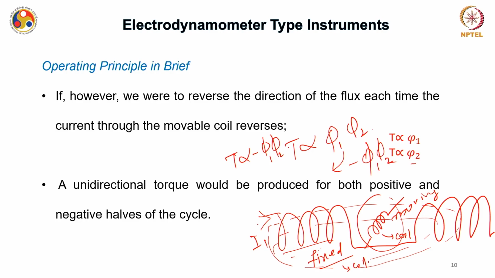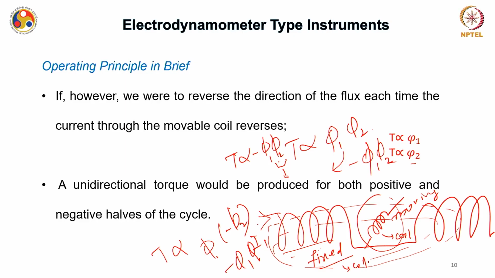In another case, say my phi 2 is reversing, not phi 1. So I will have phi 1 into minus phi 2, all right. So again I will have torque which is minus phi 1 into phi 2. Means that at one time, if one flux is changing or is reversing, the other flux will help me in keeping the torque in one direction only.